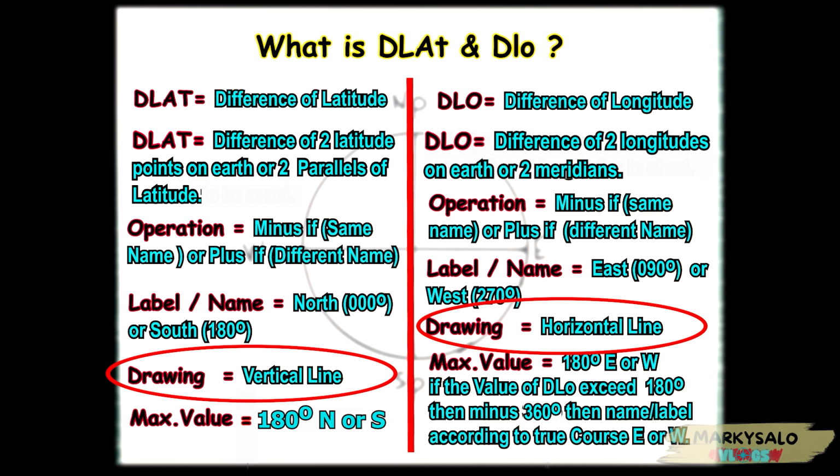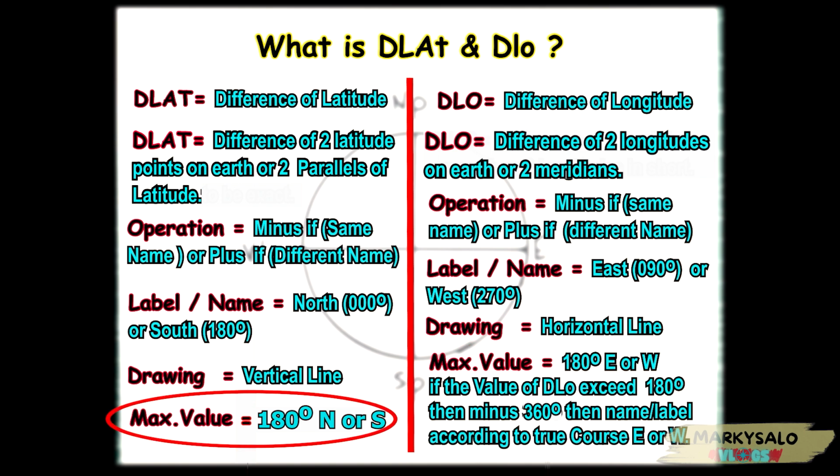The maximum value for DLAT is 180 degrees north or south, while the maximum value for DLO is 180 degrees east or west. If the value of DLO exceeds 180 degrees, then we need to subtract it from 360 degrees, then label or name it according to the true course, east or west.